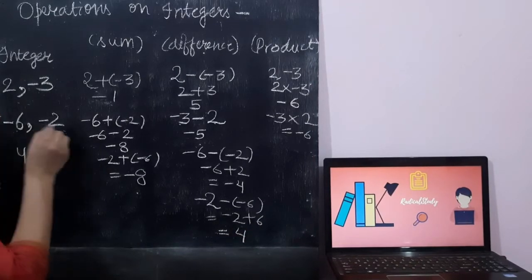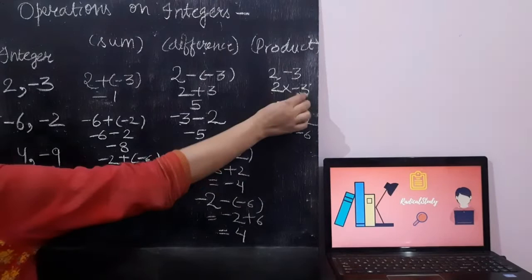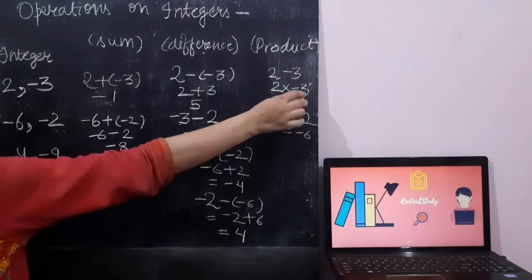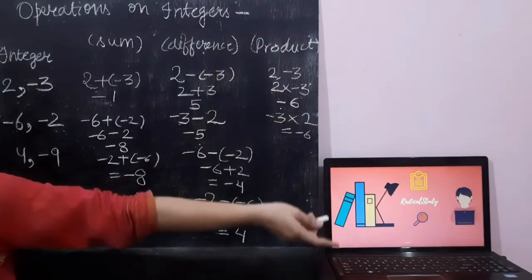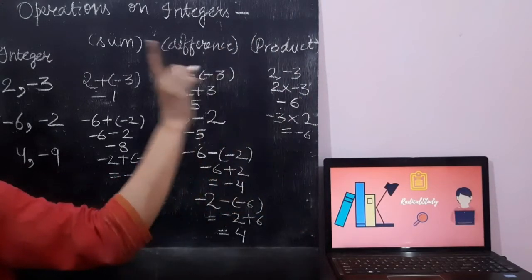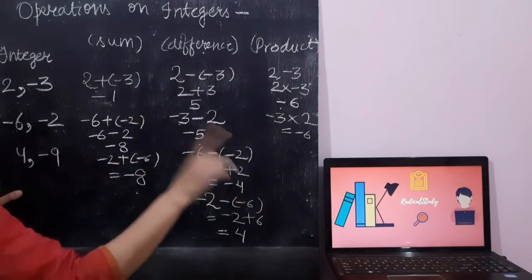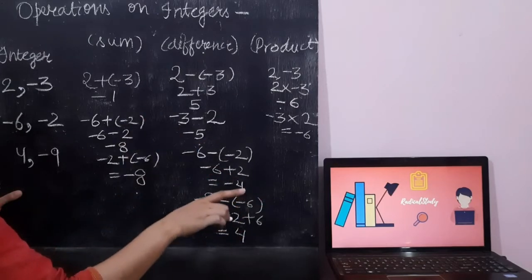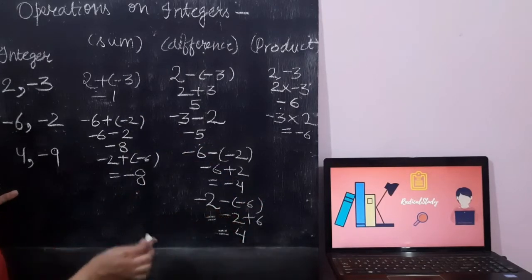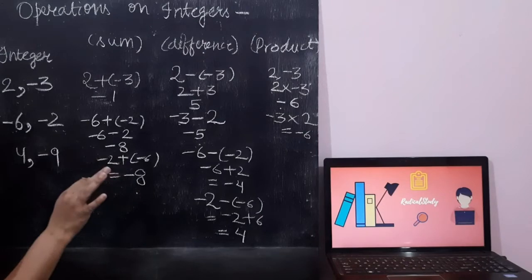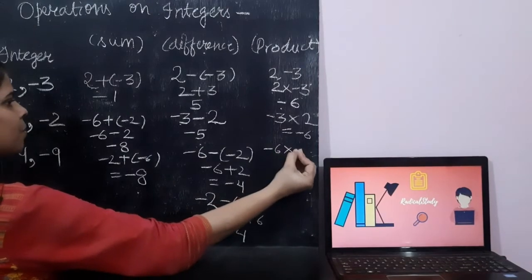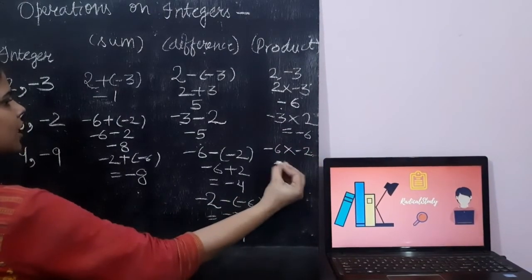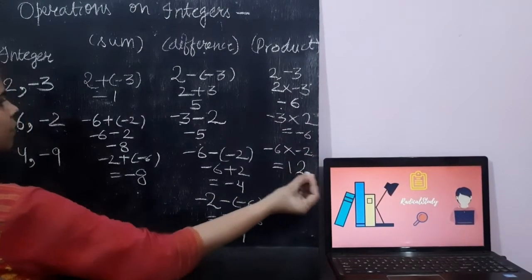Now the product. As I told you, in multiplication, if one integer is positive and one is negative, then we give a negative sign. If both integers are positive, we give a positive sign. And if both integers are negative, then also we give a positive sign, as the number of negative signs is even. So 2 is an even number, there are two integers both having negative sign, so the result will be plus 12.